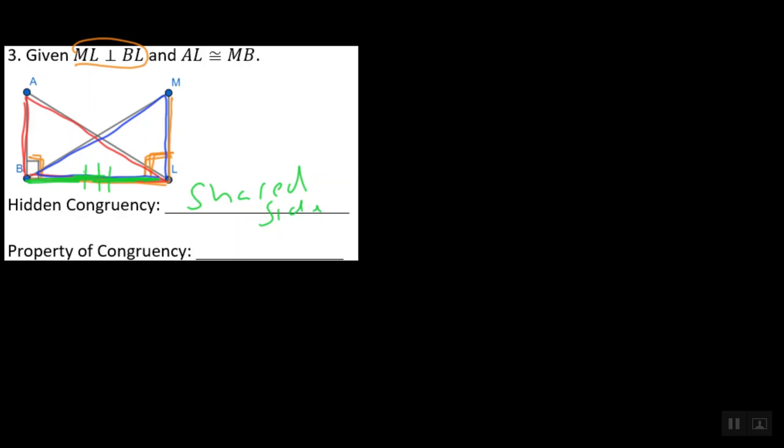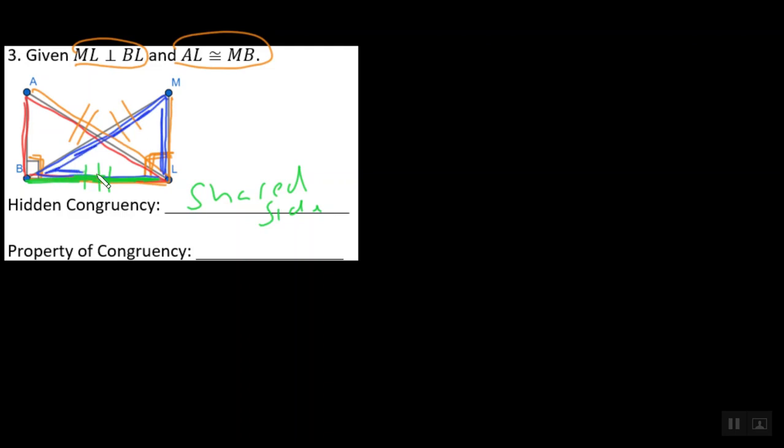And then we're also given this information. AL is congruent to MB. So AL is this line right here, and I'll give it 2 tick marks. And MB is this blue line, I'll give it 2 tick marks. And so what you want to do is you really want to look at this like one triangle. So we're going to focus on the blue triangle. Let's see what we have here.